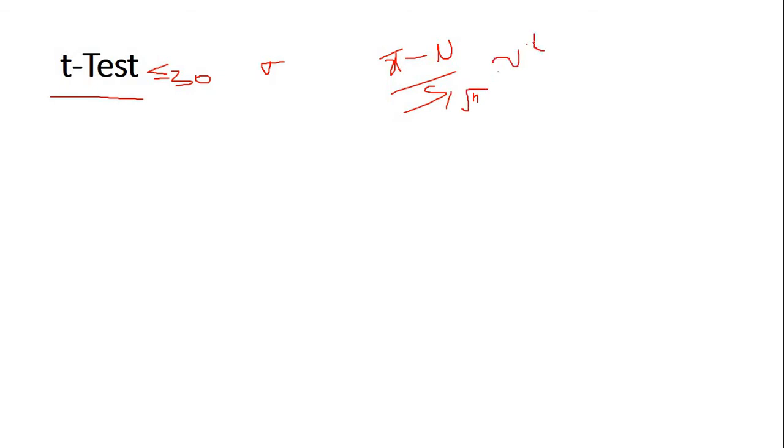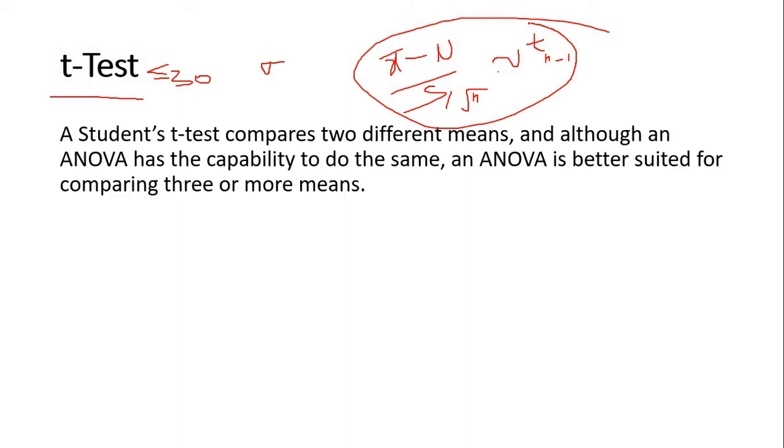This is the introduction of statistics: t with n minus 1 degrees of freedom. This is our test statistic. Student's t-test compares two different means. Although an ANOVA has the capability to do the same, ANOVA is better suited for comparing three or more means. So from the next tutorial we will discuss ANOVA. In this tutorial we just discuss the t-test.